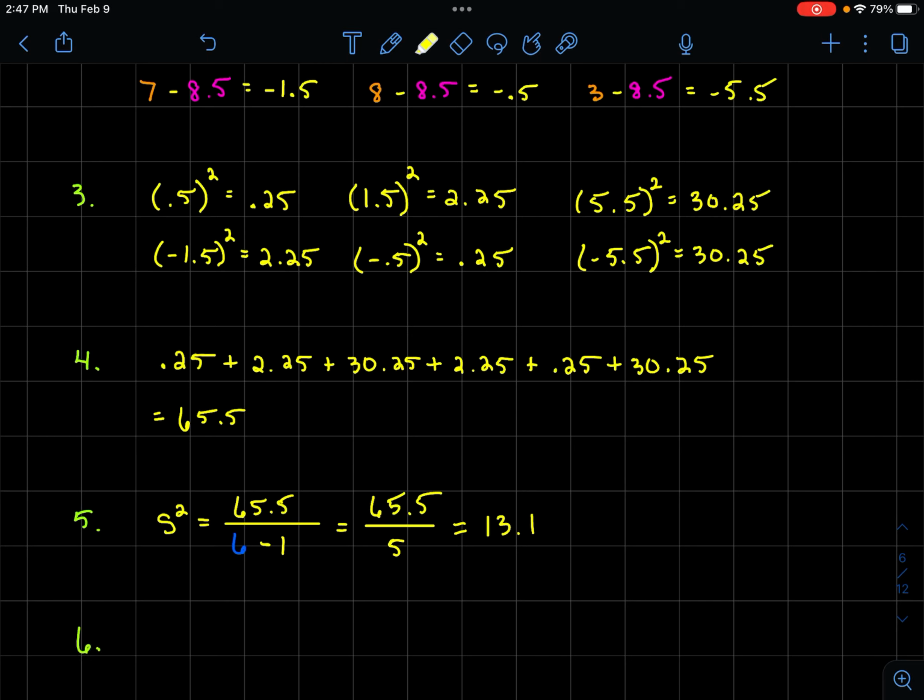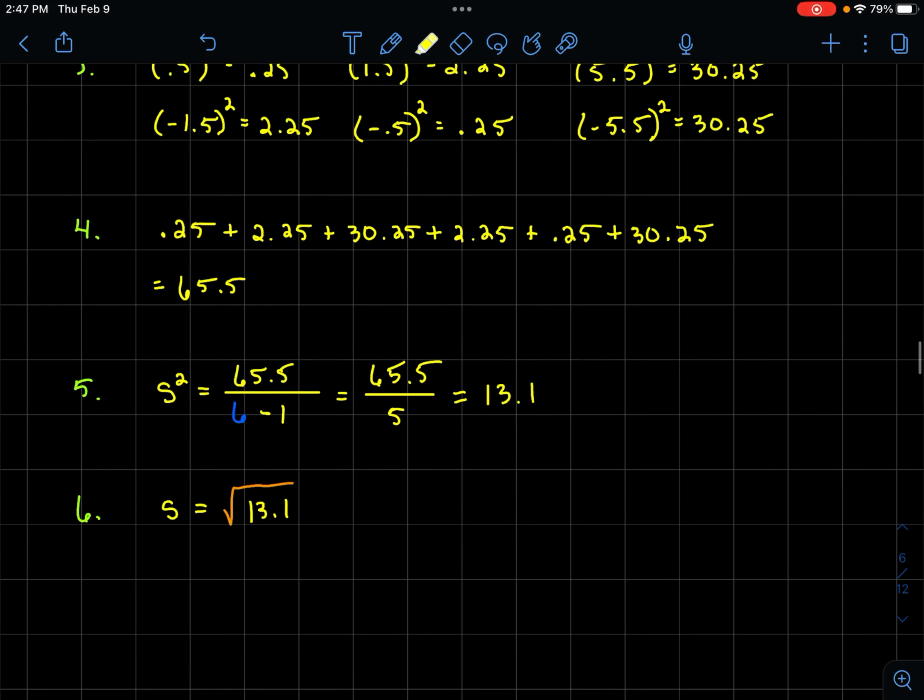65.5 divided by 5 gives us 13.1. So this value here we will call s squared. If I want to find the standard deviation, we'll square root that number. So s would equal the square root of 13.1, which is about 3.6. So there is our standard deviation.